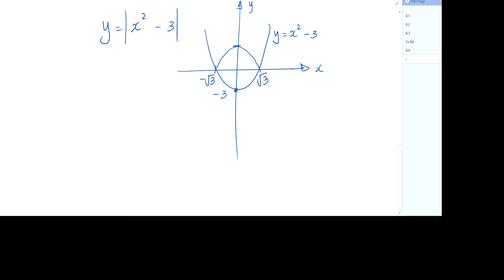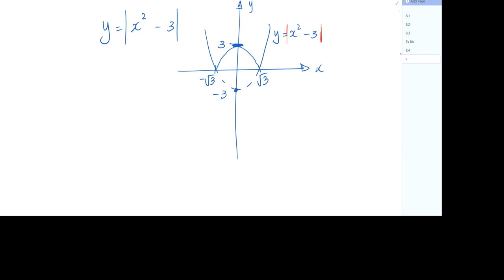Okay, what is this value over here now? What is this maximum point? 3. So now we have to dot the regions that we don't require. Okay? So now I have a graph of y equals modulus x squared minus 3. Okay? Wait, let me present it this way.